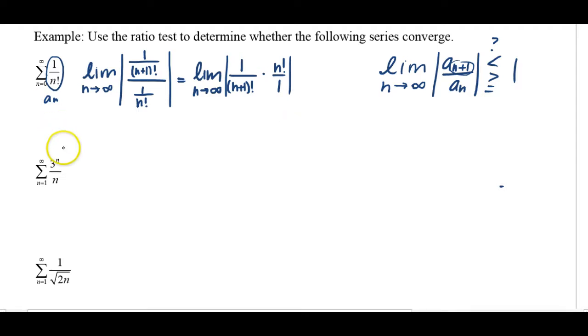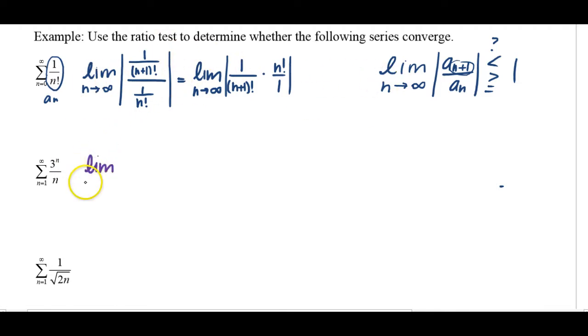Alright, so now I have the sum of n equals 1 to infinity of 3 to the n over n. Whoops, I don't want to write equals. That would have been a really bad thing to do. So this isn't equal to this limit. I'm just solving this limit to help use the ratio test.